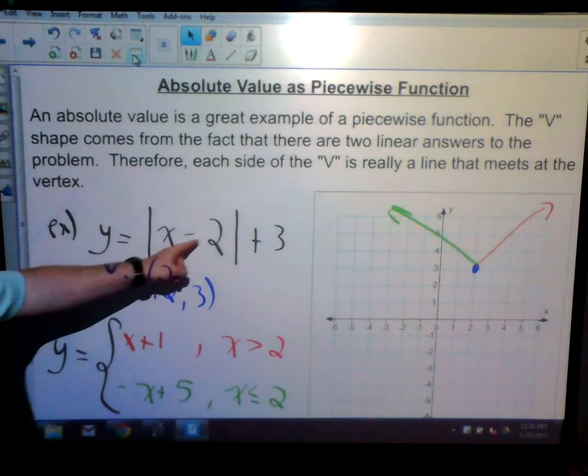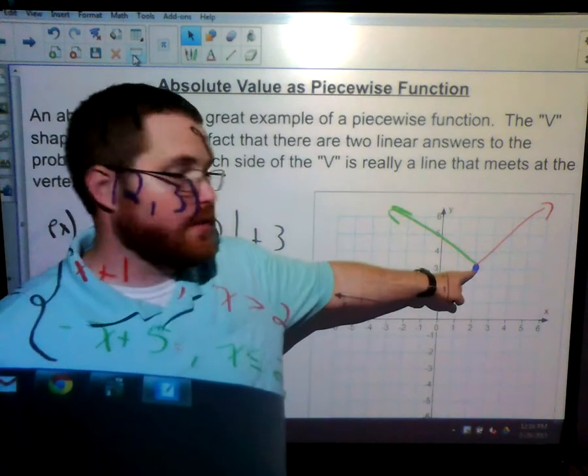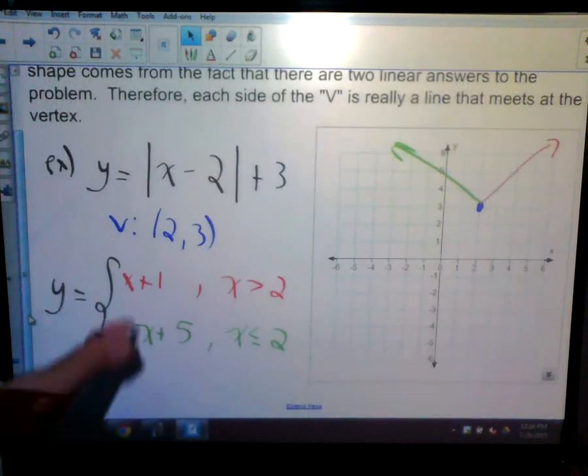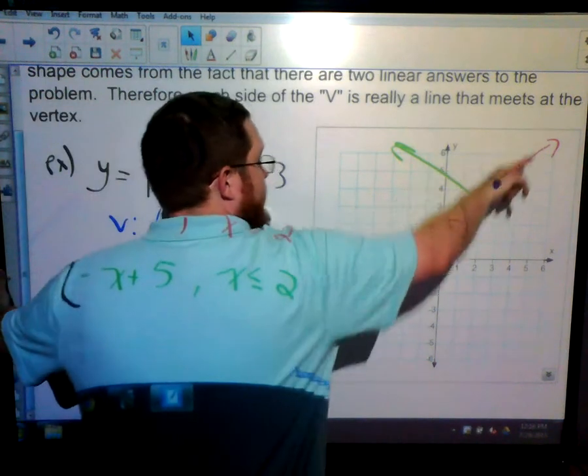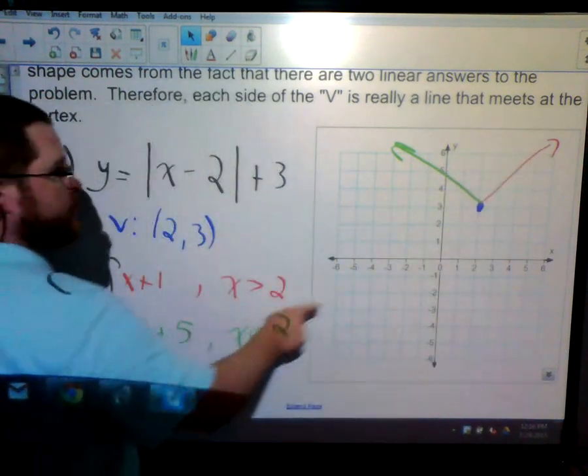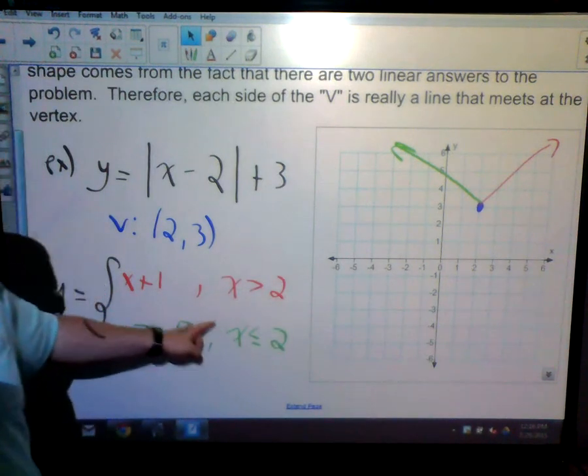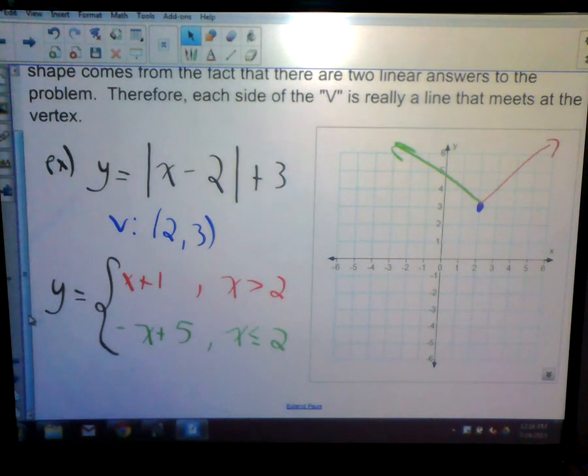The vertex is 2, 3. There's the vertex. The two lines are x plus 1 on the right side of 2 and negative x plus 5 on the left side of 2. How did I know it's split at 2? Because my vertex's x value is 2.